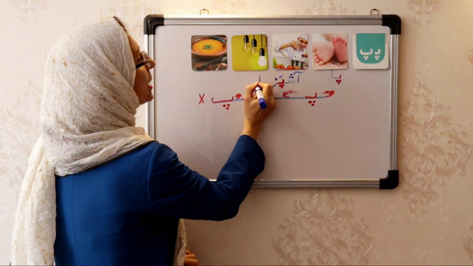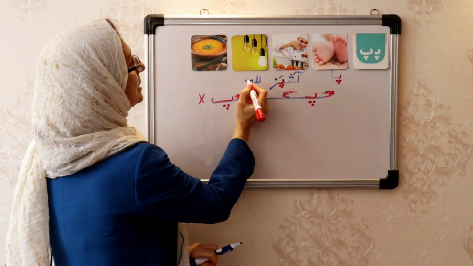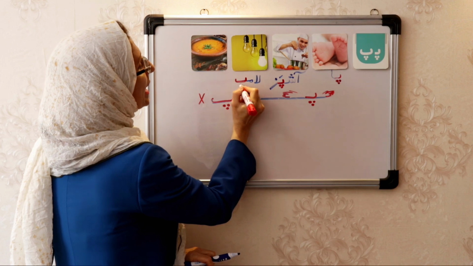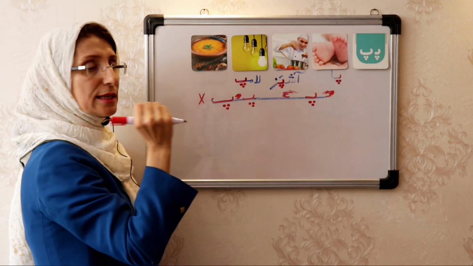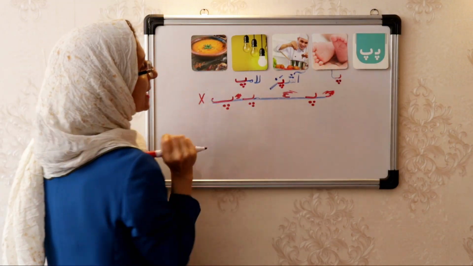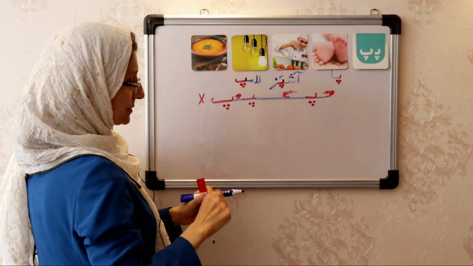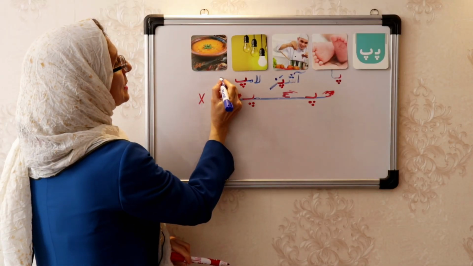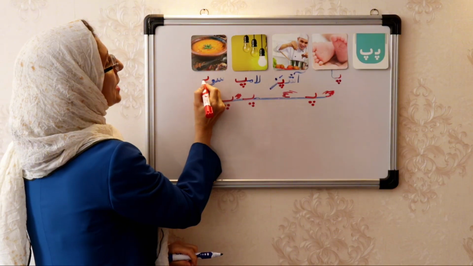Now the word lamp, exactly the loan word from English. Look at how I write lamp. P آخر is in the final, at the end of the word. P آخر, and in the word soup. Soup. P آخر.